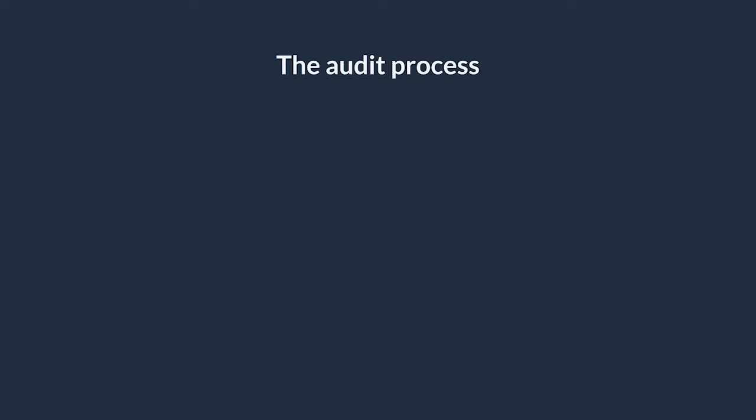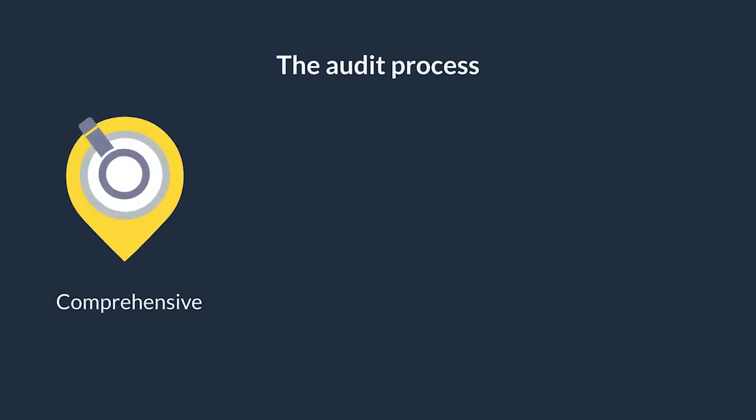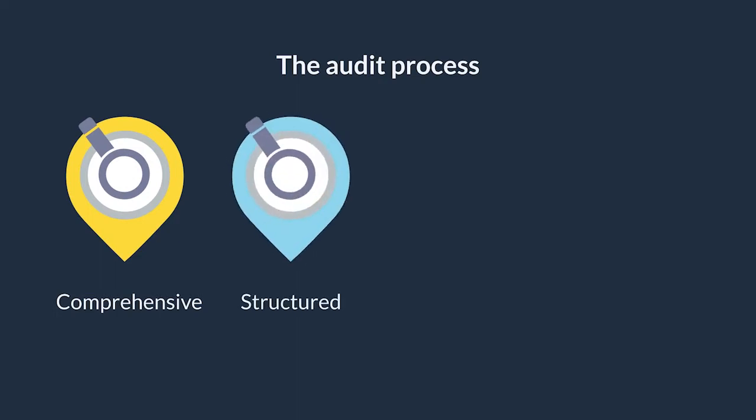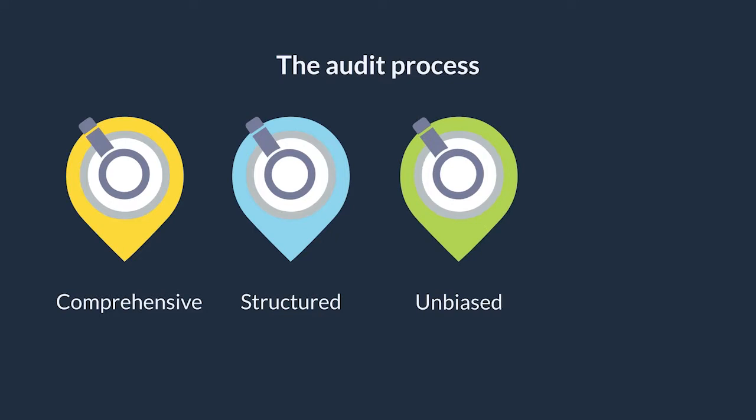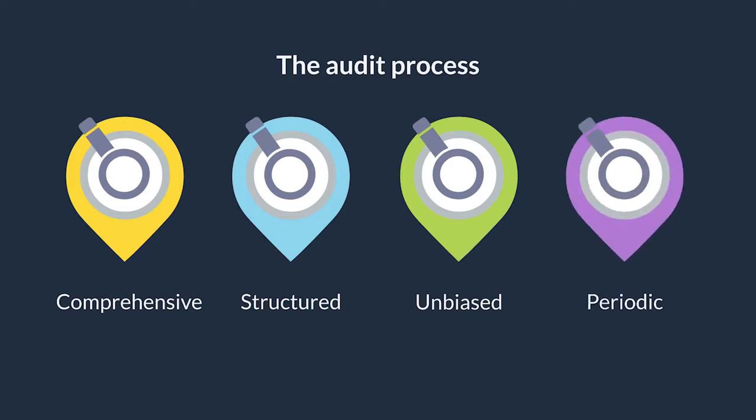Here's a nice model to show us what a marketing audit should look like. It should be comprehensive. Nothing should be overlooked. It should be structured. That is, conducted in an organised way. Unbiased. Don't try to cover up weaknesses, because your audit needs to identify the good and the bad. And it should be periodic. Don't just do it once and think, yeah, that's it, we've done it. It needs to be done on a regular basis.